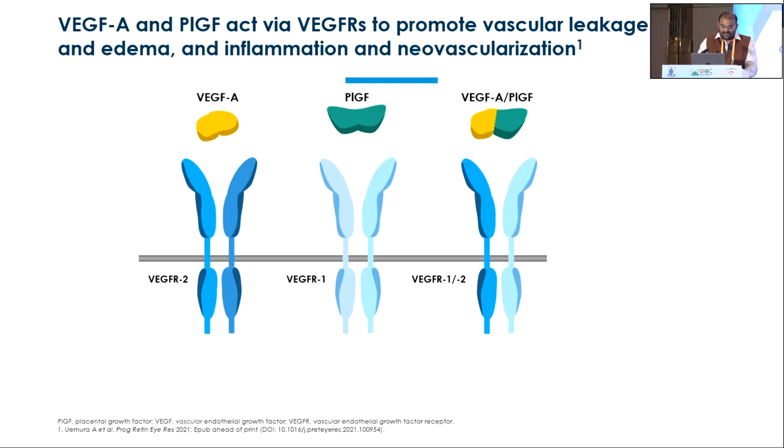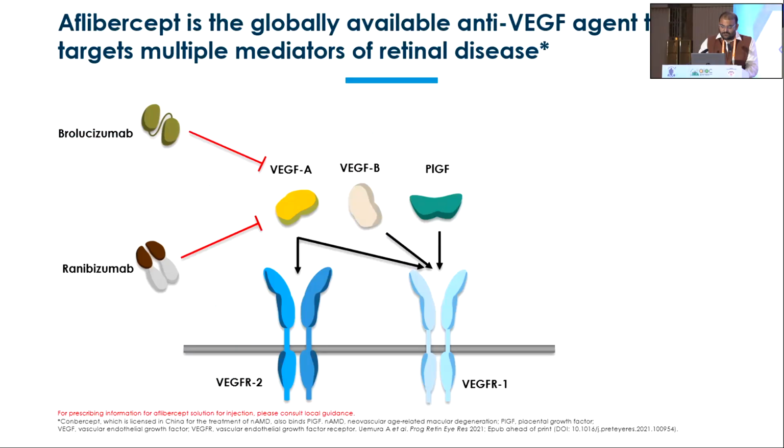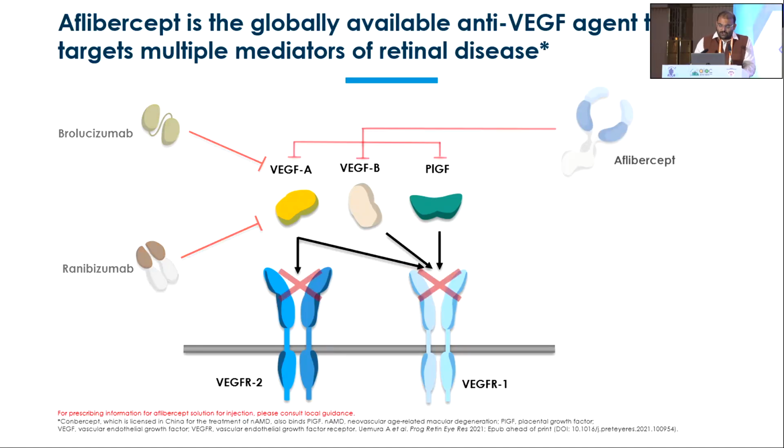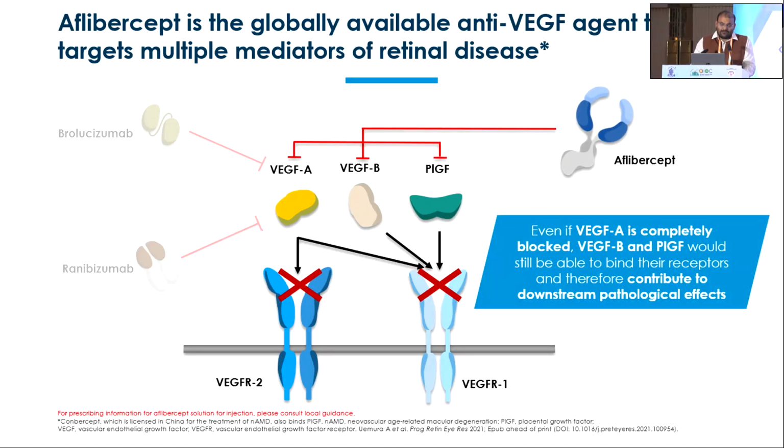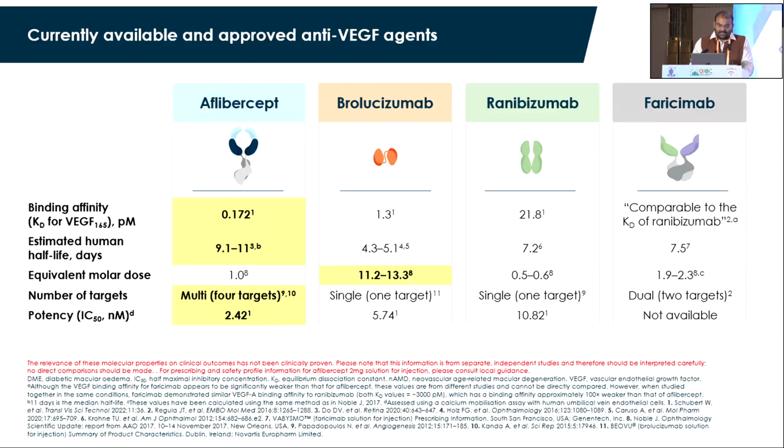As we all know, VEGF-A is the key culprit along with other inflammatory mediators. It promotes vascular leakage, edema, causing inflammation and neovascularization. So even after targeting VEGF-A, as done by brolucizumab and ranibizumab, there are other inflammatory mediators left which need to be addressed. Aflibercept has a multi-target action. It's a decoy receptor fusion protein, and it takes care of all the accessory inflammatory markers along with placental growth factor, galectin, and VEGF-B. And these are the currently available and approved anti-VEGF agents.